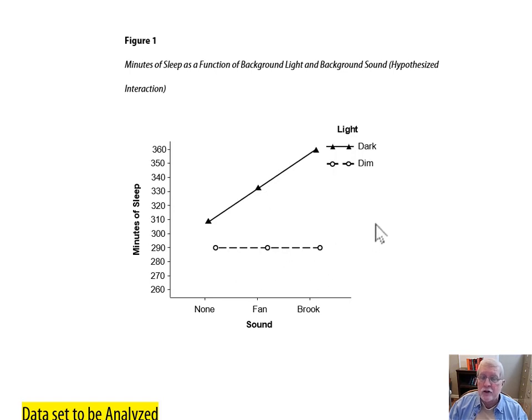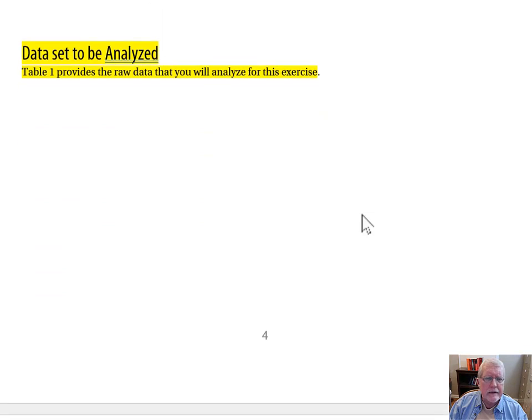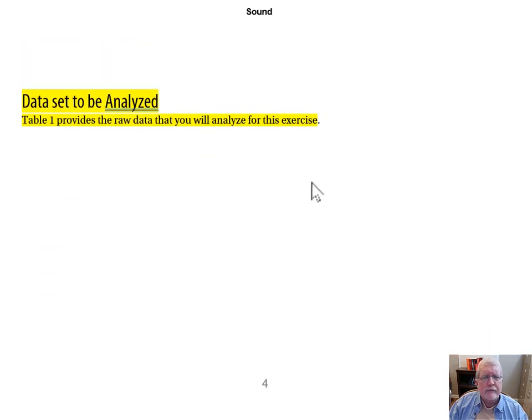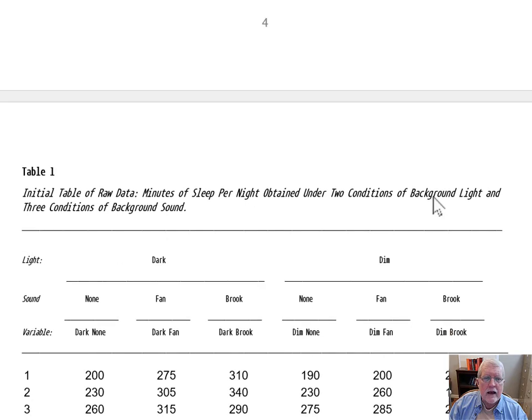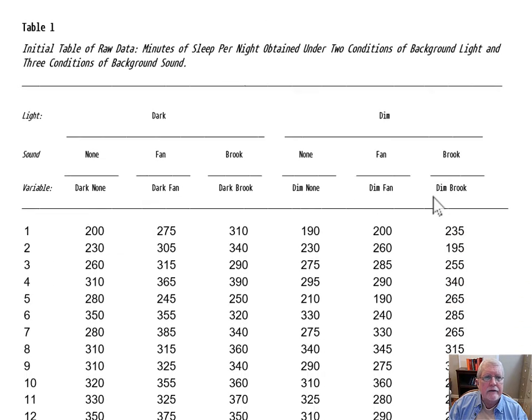Now remember, this is your prediction. This isn't necessarily the results you're going to see, but this was your hypothesis of the results that you hope to see. So let's continue to the data set to be analyzed. I am still on page 4. Halfway down page 4, we have this data set to be analyzed. Table 1 provides the raw data that you'll analyze for this exercise. And here on page 5, we have table 1. This is the data set.